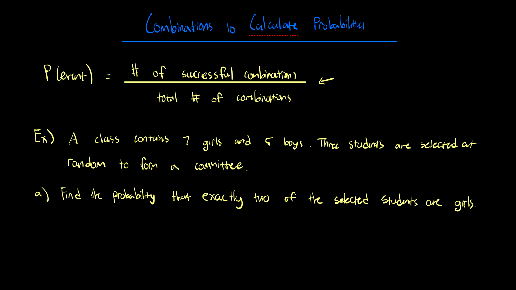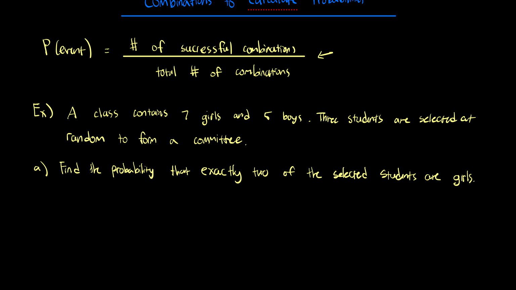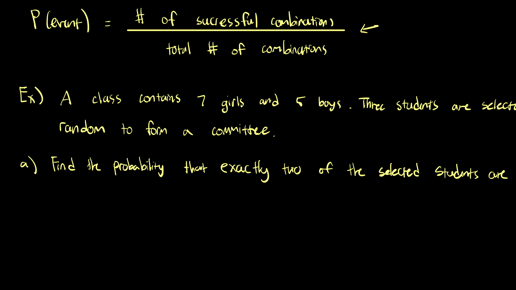So a class contains 7 girls and 5 boys. 3 students are selected at random to form a committee. So you can expect out of the 7 girls and 5 boys, we're going to have many different combinations of committees of size 3. So part A says find the probability that exactly 2 of the selected students are girls. So what we have to realize here is that out of the total number of committees, we are trying to look for the number of combinations that have 2 girls exactly.